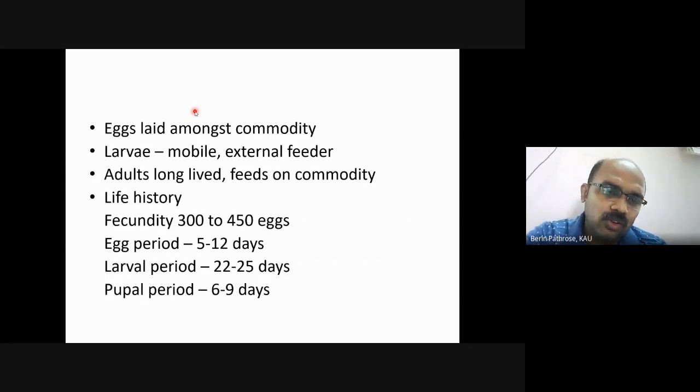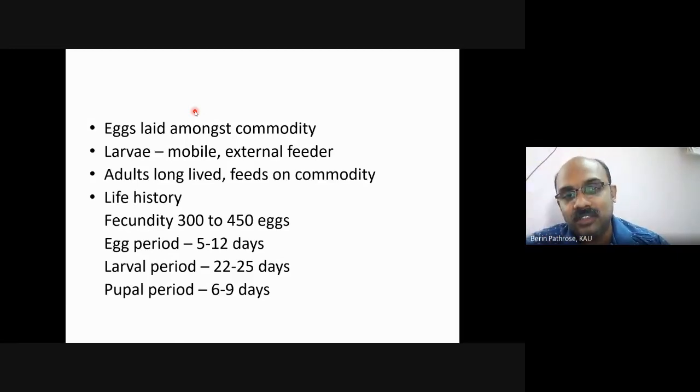Adults live for a very long period, maybe for 3 to 4 months. So even if you don't provide food, the adults can live for 3 to 4 months together. Eggs are laid in the flour itself, and the larva is a mobile and external feeder.